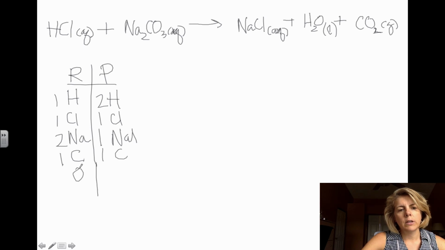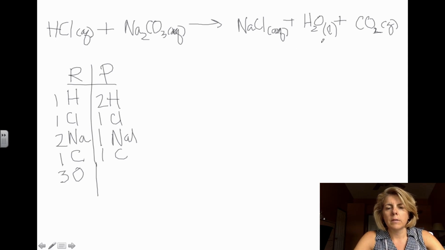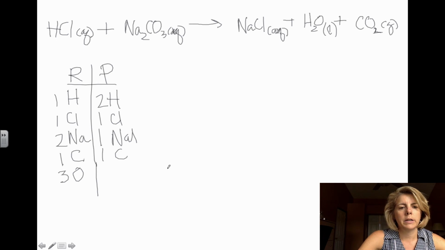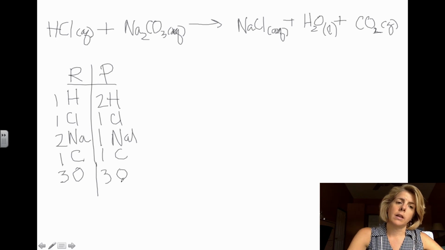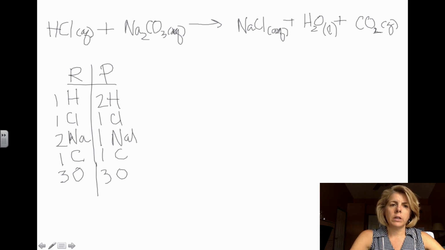Now for oxygen, I have 3 on this side. Now you have to be careful, because I made the mistake that you might make here. I have 2 oxygen in carbon dioxide. I have 1 in water. So I actually do have 3 oxygen on the other side. Now notice I have an imbalance between hydrogen and chlorine. So the question is, how am I going to balance it?